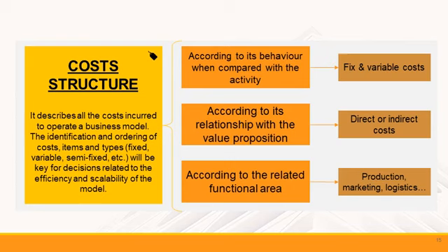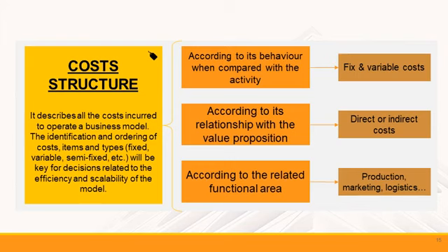Okay, so we have to divide the costs in variable and fixed. The fixed costs, for example, are costs that we cannot adjust, but the variable costs, we can adjust according to be more cost efficient. For example, to reduce a determined purchase, or to be more efficient with the waste of this raw material. Then we can divide the costs also according to its relationship with the value proposition.